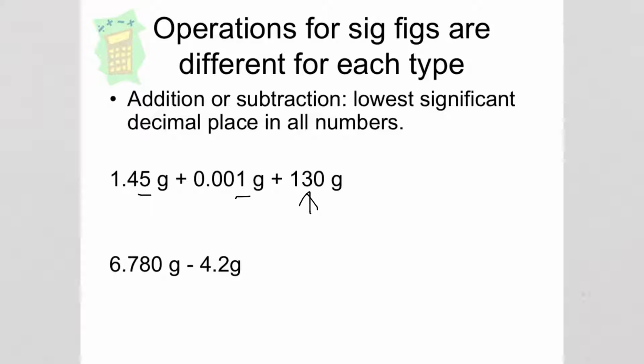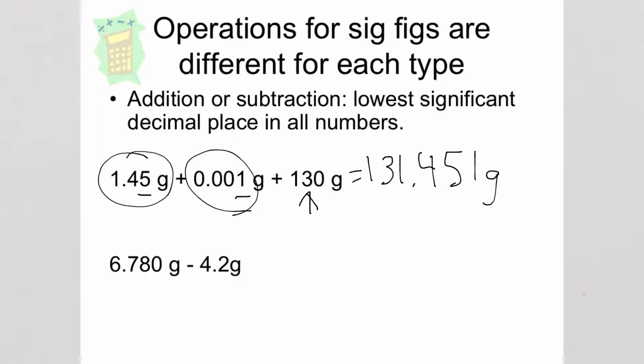Now if we were to add these up on a calculator, your calculator does not know sig figs. Humans do. So you would get originally 131.451 grams. But that is not to significant figures. We see that this would be rounded to the tens place because that's the lowest that they have in common. I know these numbers don't have significant figures in the tens, but none of these have it to the thousandths or to the hundredths. So I look at my tens place, that's a 3.